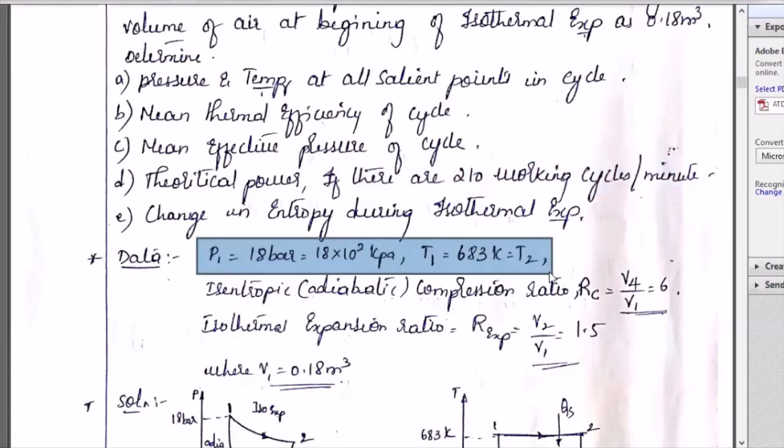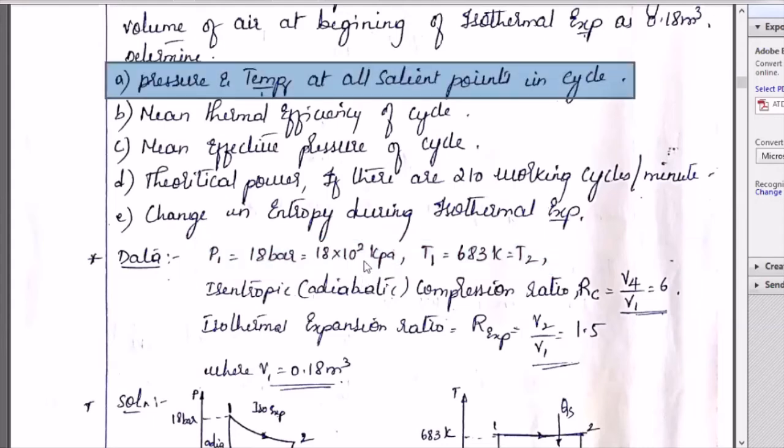P1 is given. T1, T2, T3, T4 have to be found out. T1 is given, and T1 is equal to T2. Therefore, we only have to find T3 and T4. We also have to find P2, P3, P4. So, 3 pressure values and 1 temperature value. If I find these out, that completes the determination.